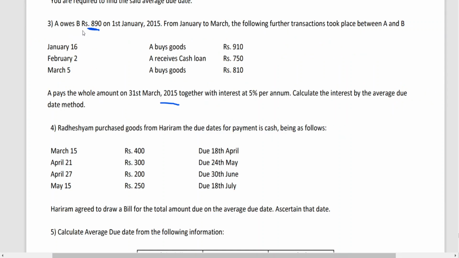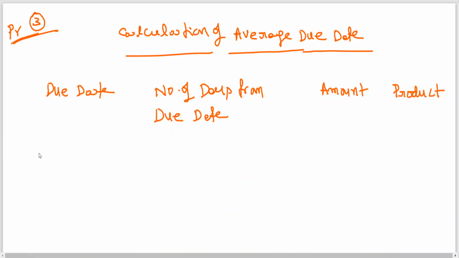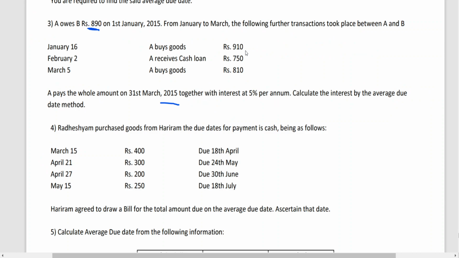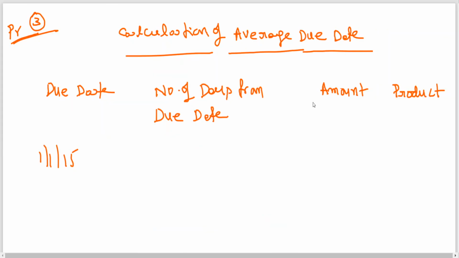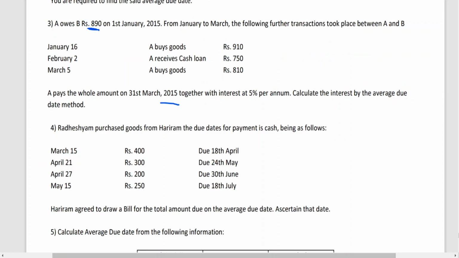Let us see. A owed 890 rupees on 1st January 2015. So the 1st January 15 opening balance also needs to be considered. What is the opening balance given here? 890 rupees. Write the amount. Now here you need to calculate due dates.